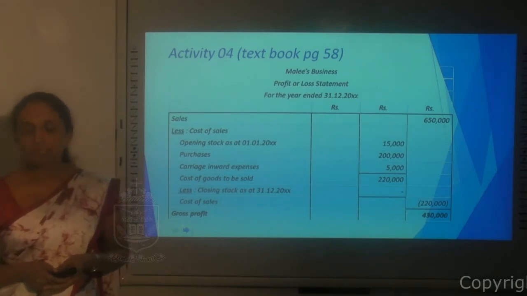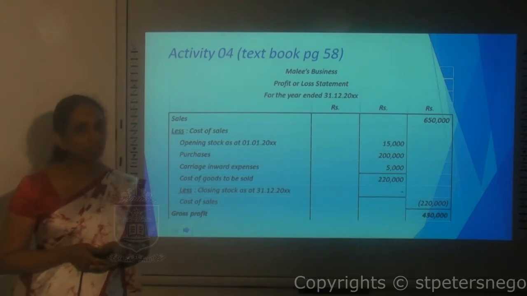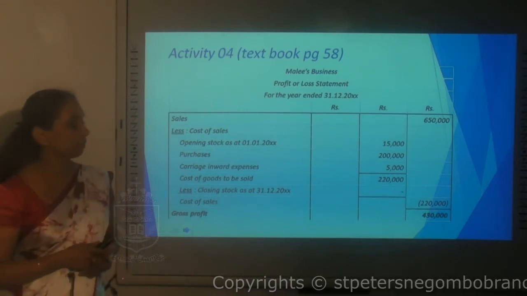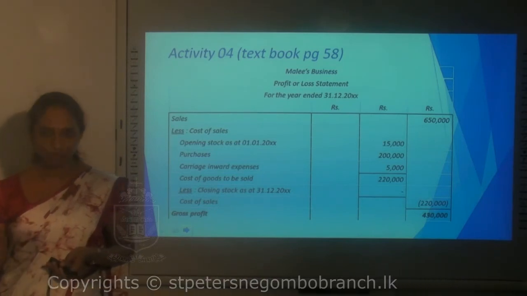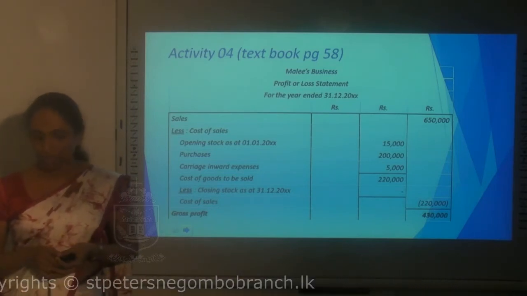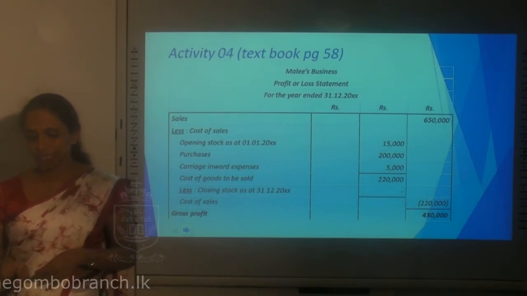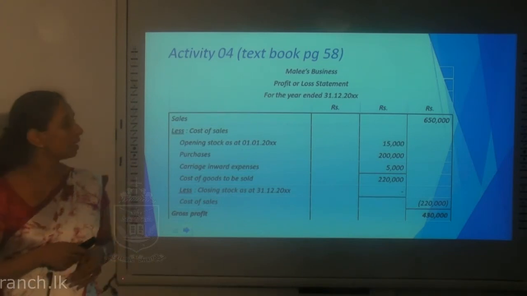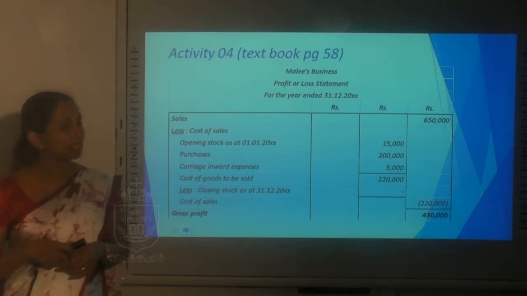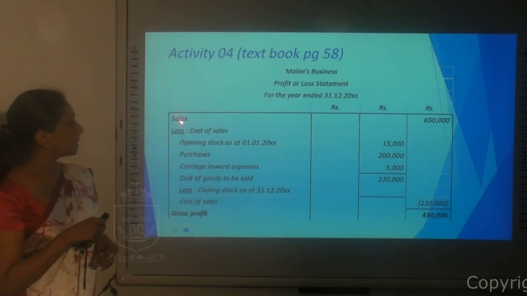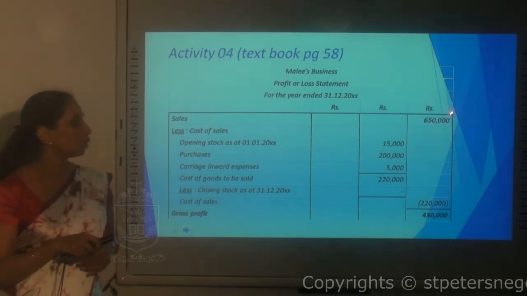So if you take the first item, it is capital. Is it relevant for us to prepare the profit or loss statement? No. So we have to remove that particular item. Then it says the sales figure. Sales is 650,000. So you can see in your profit or loss statement there is a sales figure of 650,000 rupees.